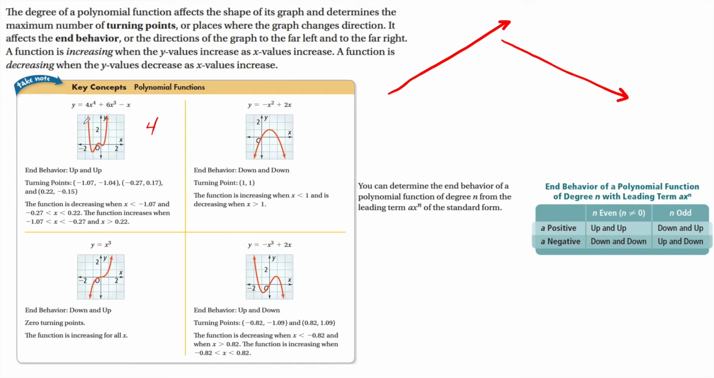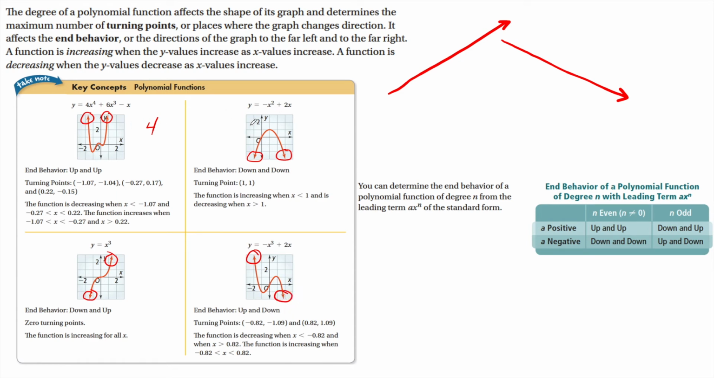So let's talk about the endpoints. Looking at the endpoints, you can notice that there are two different types that you can possibly have. You either have the endpoints turning and going in the same direction, like you see in the very first two graphs, or they could be going in opposite directions. Again, this one starts going down while it ends going up, or it might start going up while ending going down.